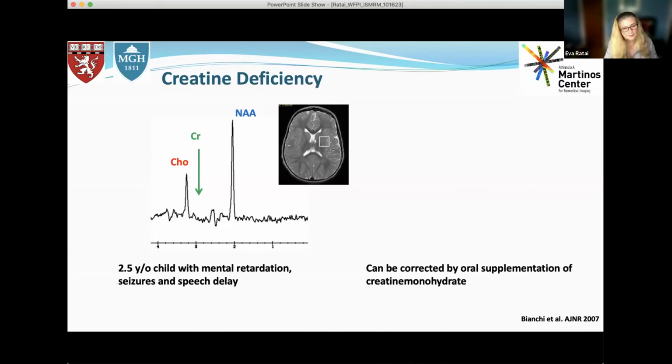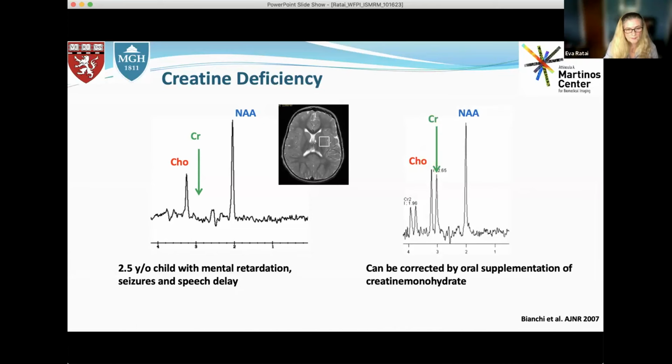But luckily, this kid had a form of creatine deficiency that can be corrected by oral supplementation of creatine monohydrate. And a couple of months later, you do see the creatine peak is back.